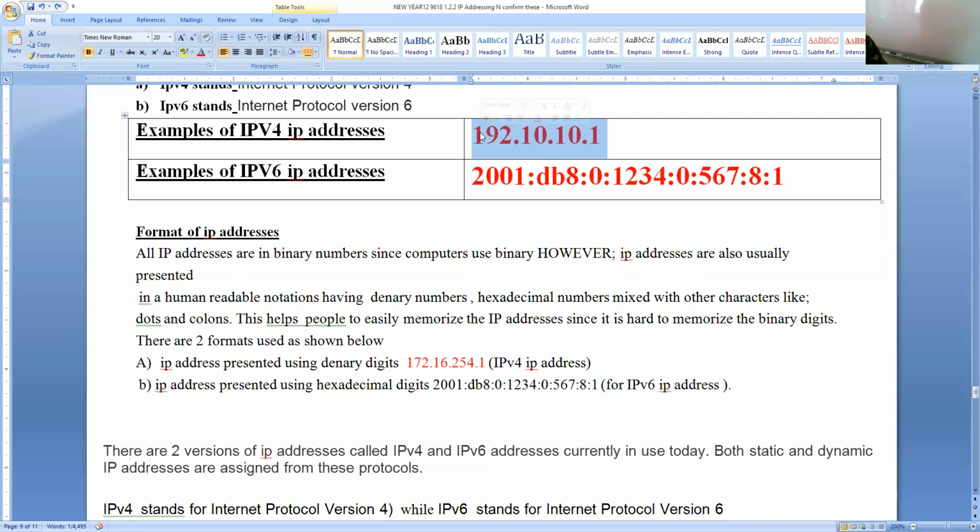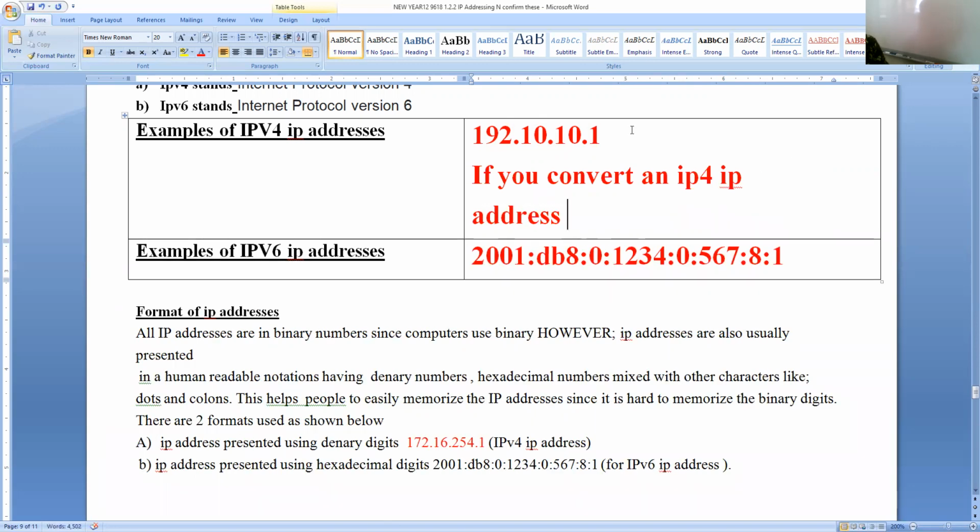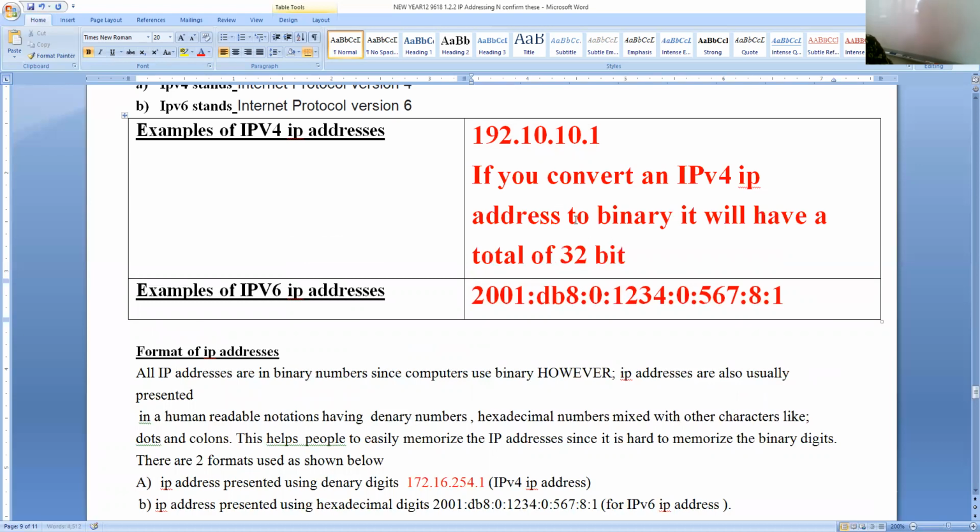I could get 1001. Oh yeah, I remember that. Very good. So now, if you're writing down, write down: if you convert an IPv4 IP address to binary, it will have a total of 32 bits.